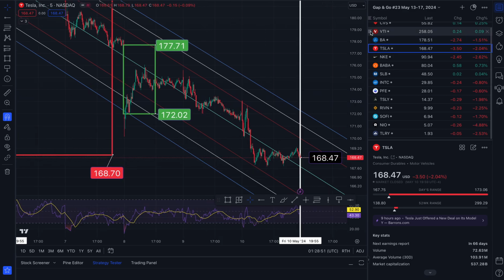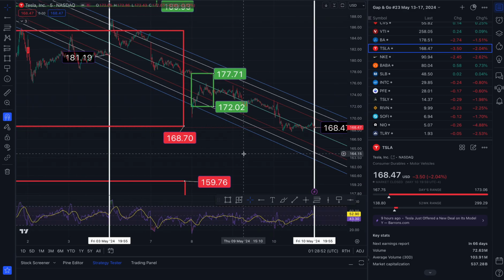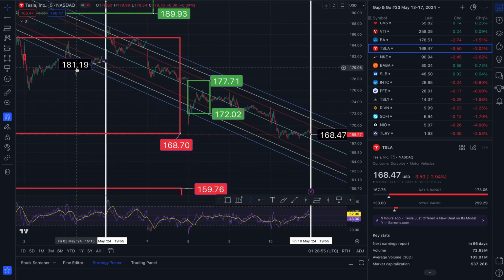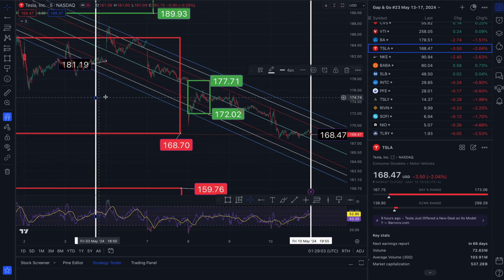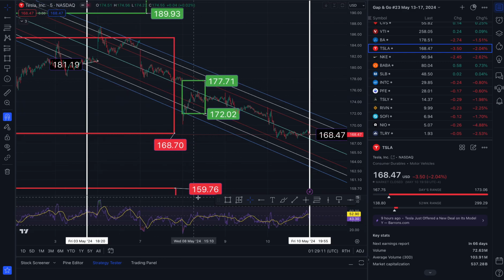Okay, now for your gap recap. This is where we ended last week. Okay. There looks like a gap up. Yep. And my line covered it. Oops.